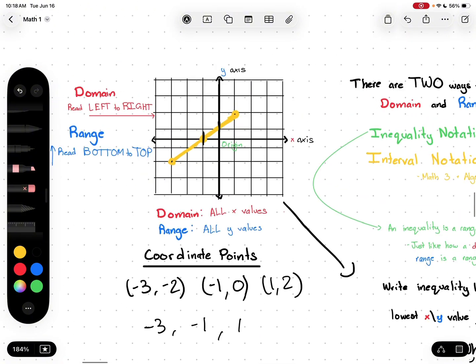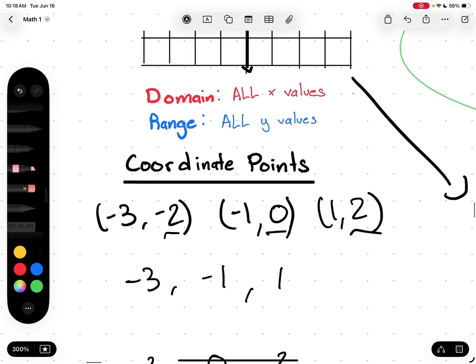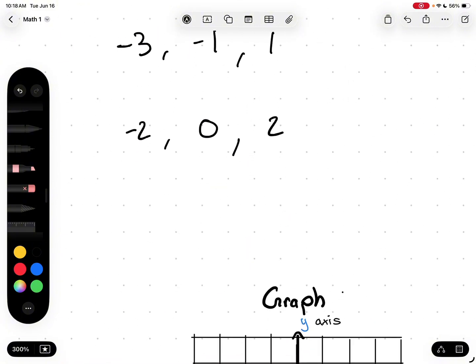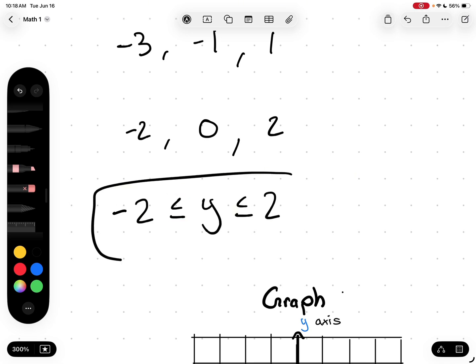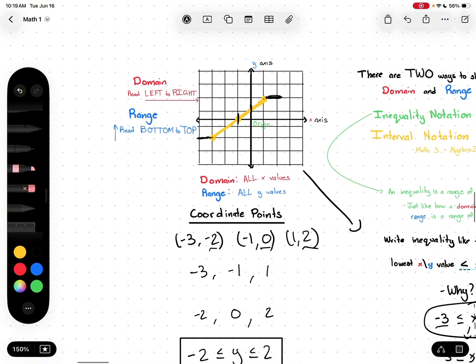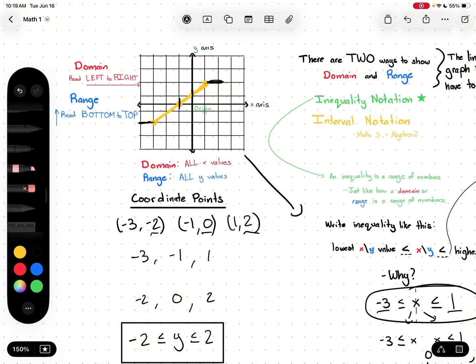Hopefully that makes sense. So let's try it with range. We know our range is negative 2, 0, and 2. Those are our y values in our coordinates. Negative 2 is first, and 2 is last. So we would write negative 2 comes first, y, because we're talking about range now, and then 2. This is inequality notation of range. Hopefully that made sense. Think of it that these values are in between the graph. So this line is in between the numbers negative 2 and 2. This line is in between the numbers negative 3 and 1.